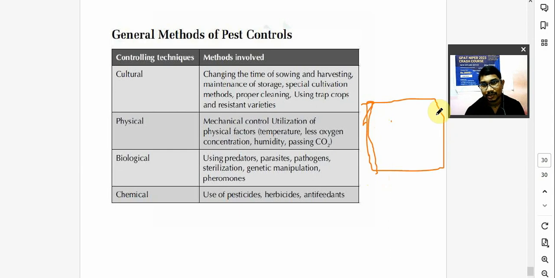बायोलॉजिकल पेस्ट कंट्रोल यूजिंग द प्रेडिटर्स मतलब क्या है, जैसे पर्टिकुलर टाइप के कीड़े होते हैं, वो कीड़े क्या करते हैं कि जो पेस्ट वगैरह आता है उसको खा लेते हैं. तो using the predators, parasites, pathogens, sterilization, genetic manipulation, and pheromones. Okay? And chemical method for pest control: use of pesticides, herbicides, and anti-predator. ये तो mostly अपन करते हैं.